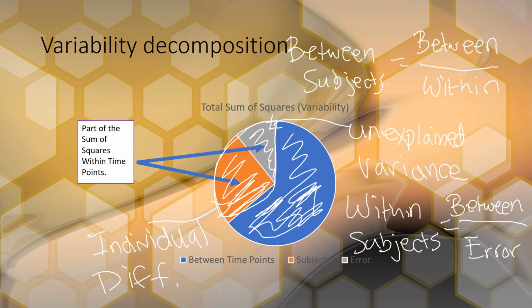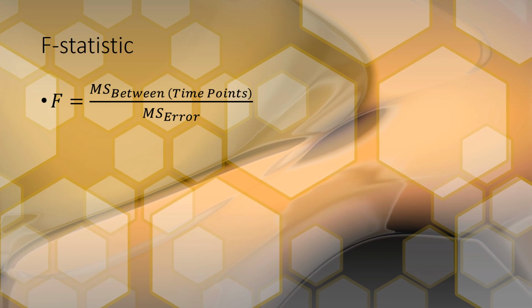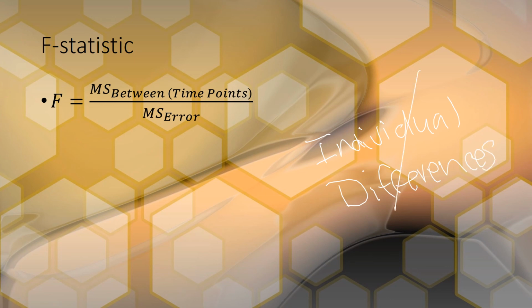So let's go to the next slide. This is the F statistic for the within subjects ANOVA. Again, we have the MS between, the variance between time points, divided by the variance for the error portion. So this is what we are trying to get in the end. This is our goal here. Let's try to get this F statistic. And remember, we subtracted out the variance due to the individual differences. So the individual differences we want to remove. So our test will hopefully be more powerful.